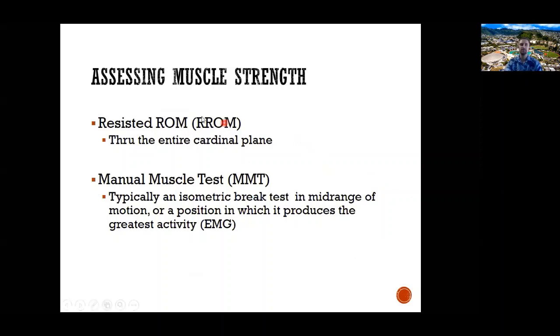Okay, so now we did active and passive. Let's think about assessing muscle strength. So that's going to be our resisted range of motion. Remember that it occurs through the cardinal plane.